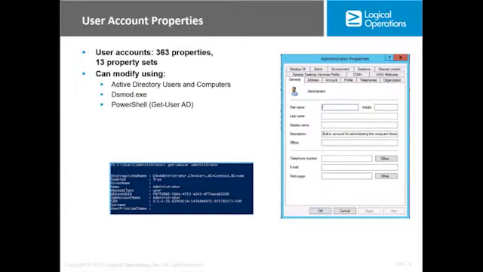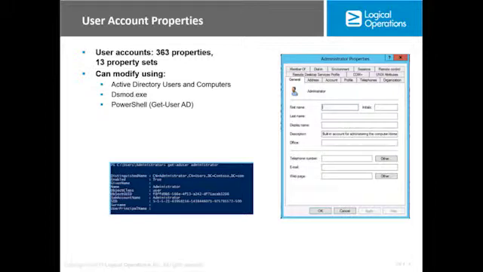The example that I have here on the slide, you'll see that there's a Get-ADUser Administrator. This is actually a PowerShell command. Now, you can modify your user account properties in a couple of different ways. You can use the Active Directory Users and Computers tool, and that's the GUI-based version. You'll see an example of that up on the slide. You'll also see dsmod listed there. That's a command line tool. We'll talk a little bit more about that later.